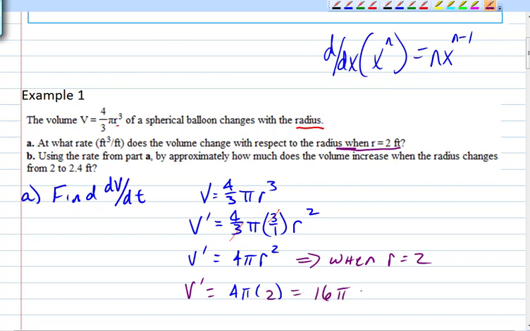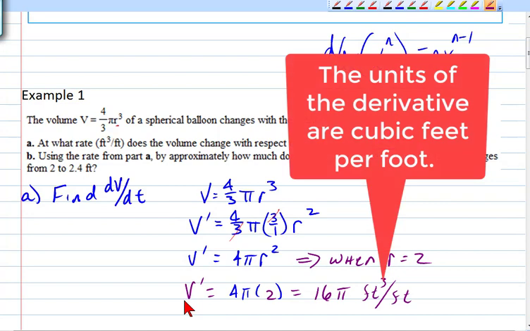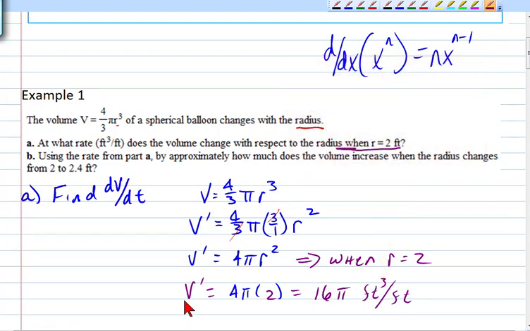Now this is going to be cubic feet per foot, because the units of the derivative here will be the units of the volume divided by the units in foot. So when the radius is 2 feet, the volume is changing at a rate of 16 pi cubic feet per foot. Part B says, using the rate from Part A, by approximately how much does the volume increase when the radius changes from 2 to 2.4 feet?